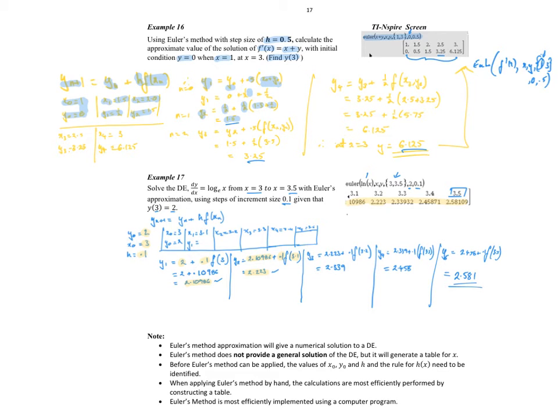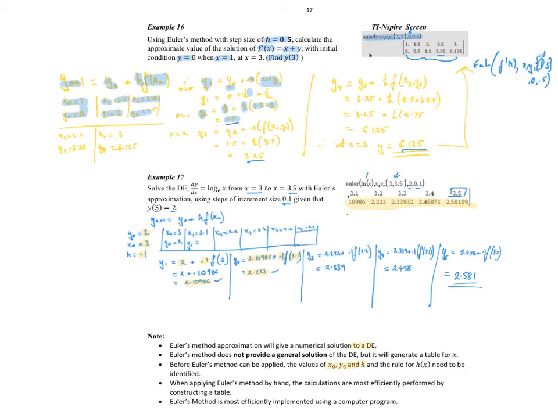Euler's method gives a numerical solution to the DE, an approximate solution, okay? It will never give a general solution, but just give us a table of values for x. And these values for x that we've worked out, we probably could have experimented and worked out what the exact values would be and compared them. They aren't obviously as accurate as the actual solution.